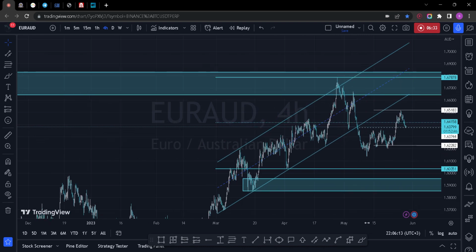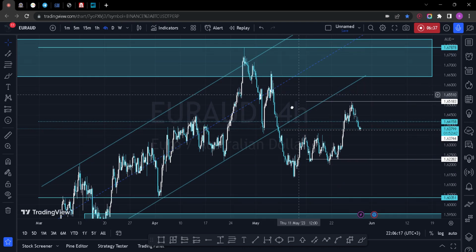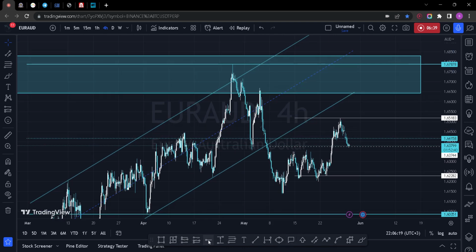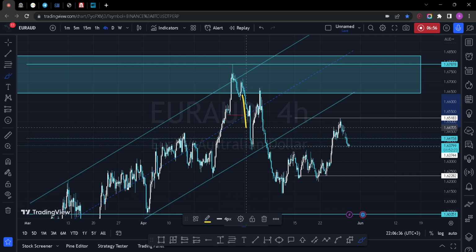So the initial signal I was looking for, as I always say, is a break of this structure. The final low. See this low that led to our zone. So I want to see price break the structure, break the low, then go back to the origin of the low. That is where I get my entry.